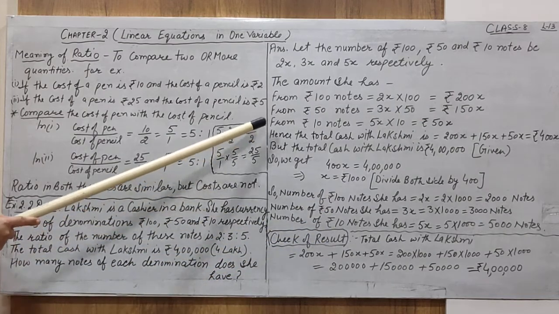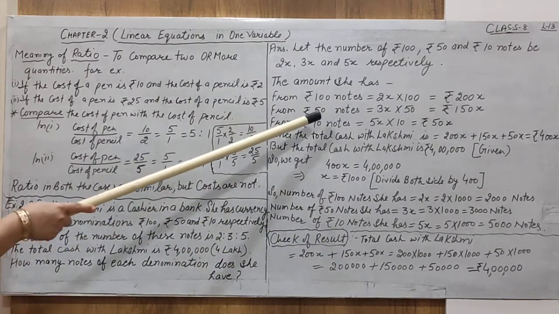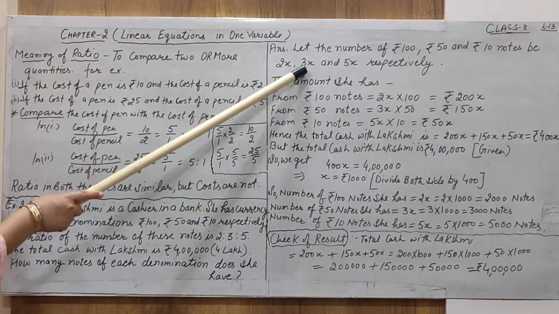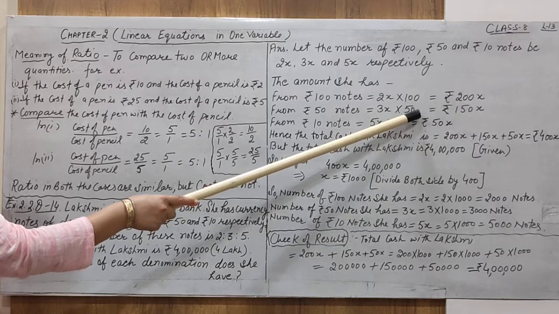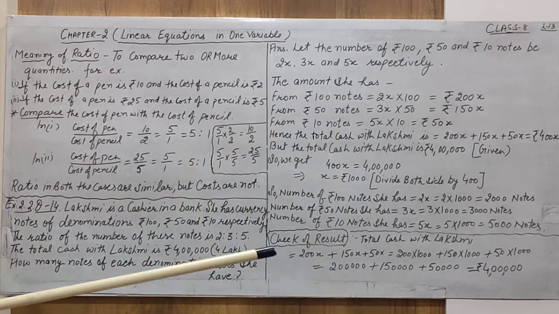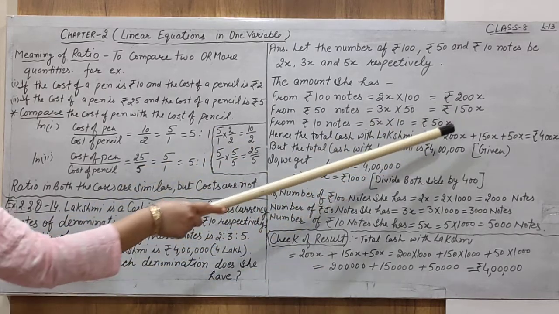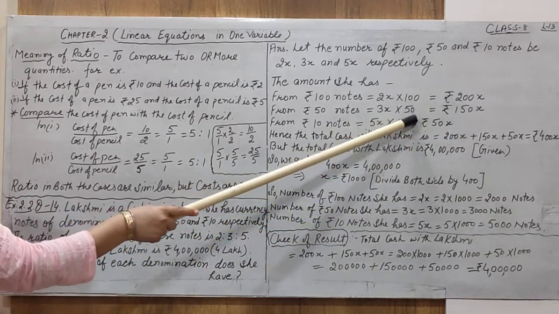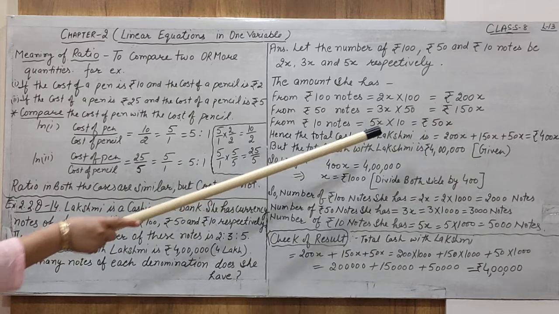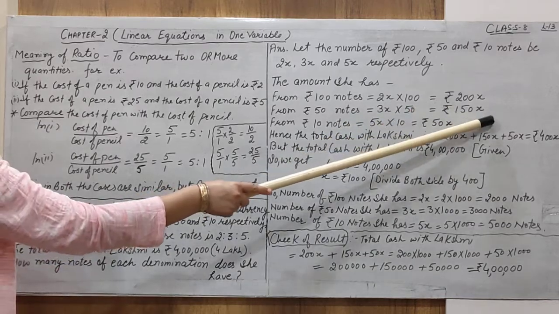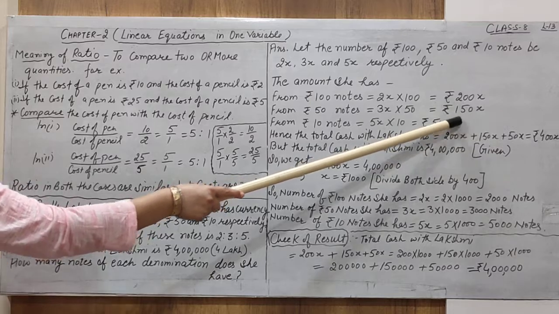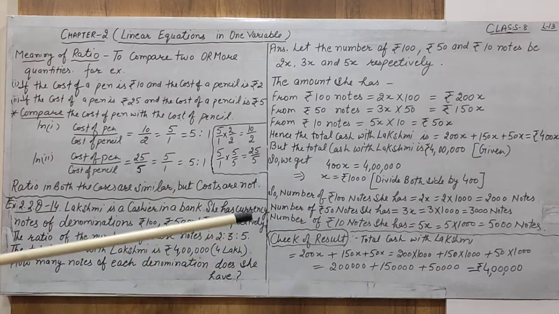Now, similarly, from 50 rupees note, how many notes of 50 rupees? 3x. So 3x is multiplied with 50 to get the exact amount. Amount is 150x. When 3 is multiplied with 50, it gives us 150, and x is written at the end, is multiplication with the 150. X is also in the multiplication of the 150.